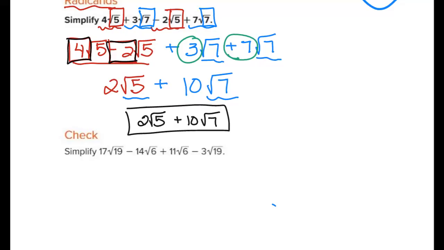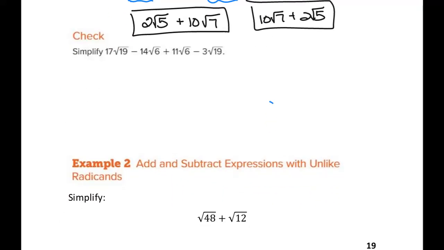Miss Dee Dee, could I write those so they were switched around? Could I have 10 radical 7 plus 2 radical 5? Yes. Either one of those is correct. Okay? Let's see if you can do this one down below. Now, be careful because we've got a couple of subtraction signs, but see if you can simplify that expression. Go ahead and try that.